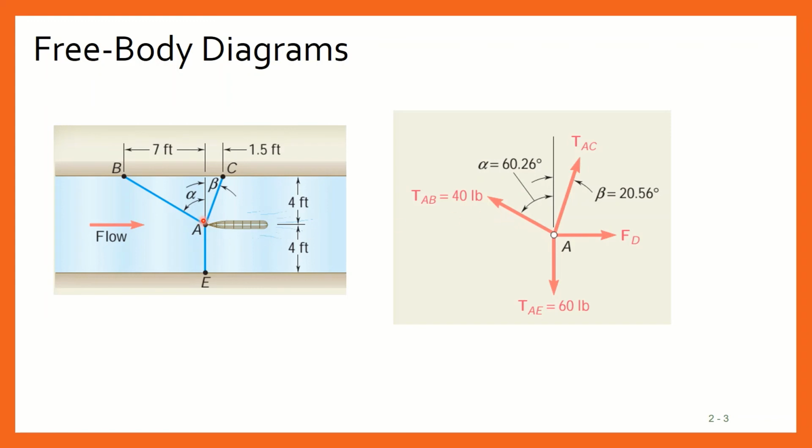Another tension force will be acting along the AC. So this is drawn like this. And one force, because of the flow, will act in this direction. And it is shown like this. Okay. And these are the angles alpha and beta, which you can calculate by using these dimensions. So this is how we can prepare the free body diagram.